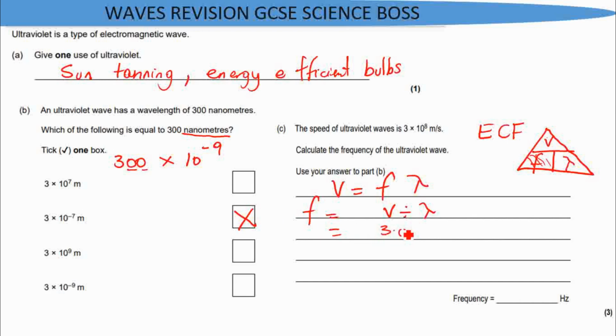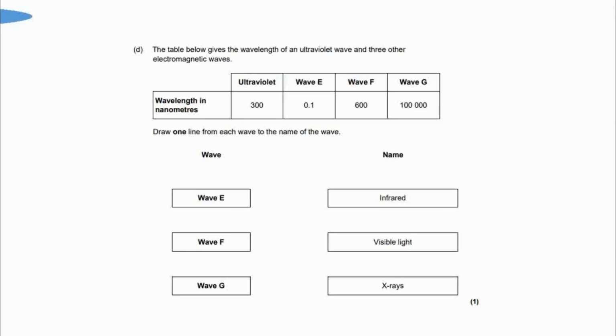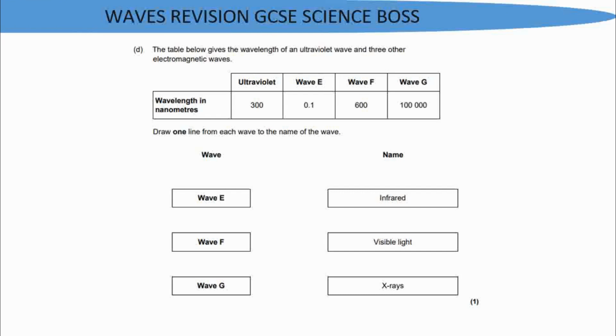So we have 3.0 times 10 to the 8, and that's all going to be divided by your answer, which is given here, which is 3.0 times 10 to the minus 7. Okay, and if you've done that correctly, your frequency should be equal to 1 times 10 raised to the 15 hertz. Okay, good. And that's going to give you your 3 marks. Okay, all right, let's move on.